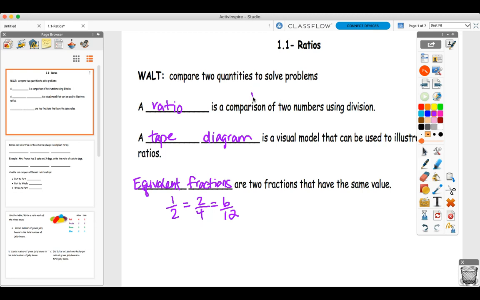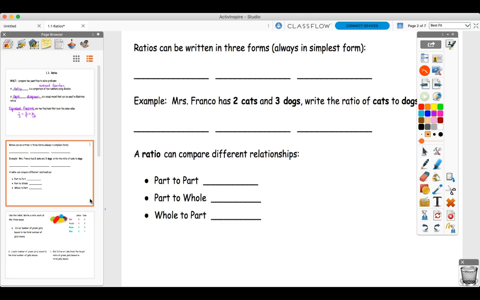One thing I want to note about ratios is that when you write ratios as an answer, you want to write it as a reduced fraction, or its reduced form, okay? Ratios can be written in three forms, always in simplest form, like I just mentioned. So you can write it as a fraction, A over B. You can use a colon, A:B. You can use the word to, A to B.